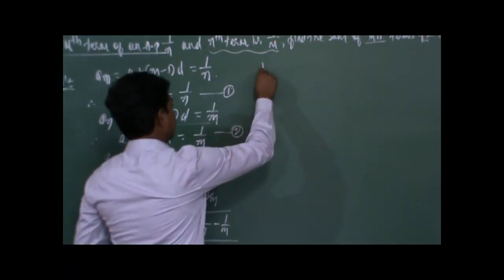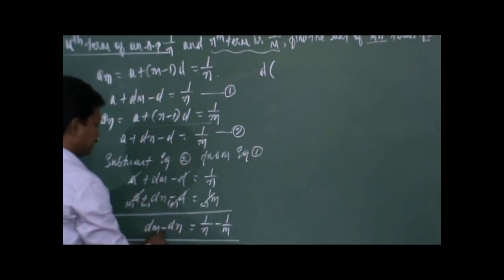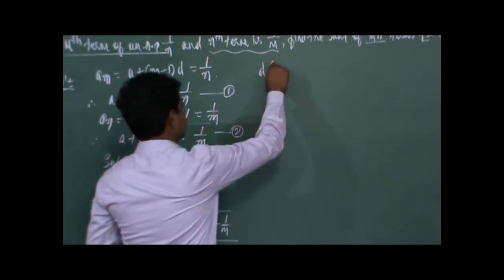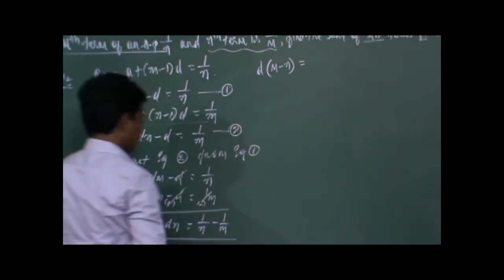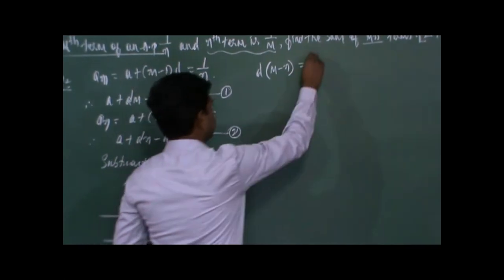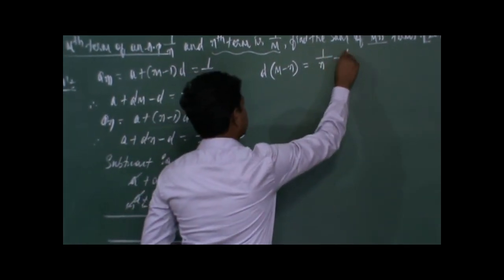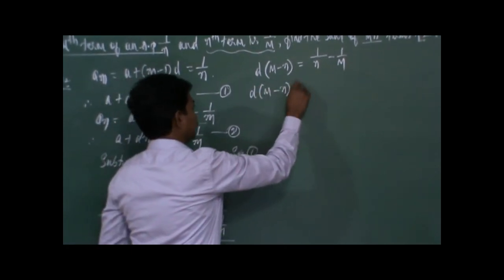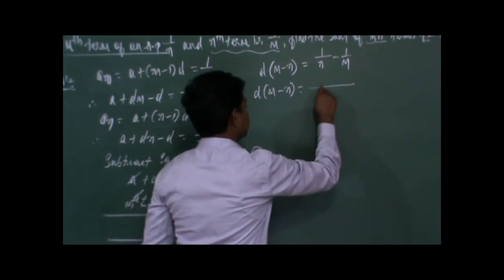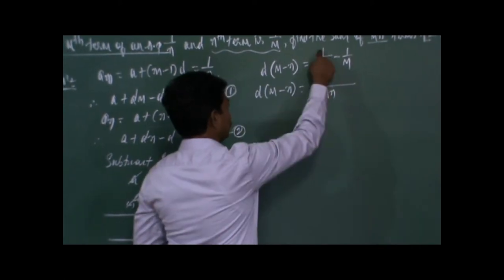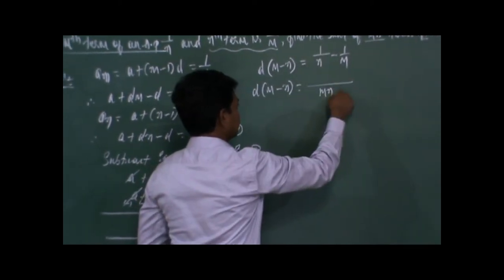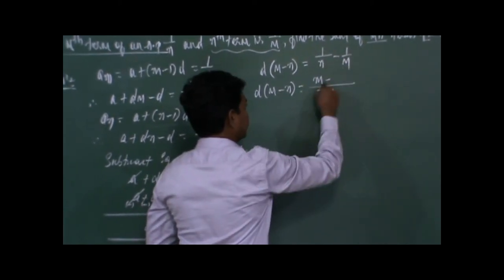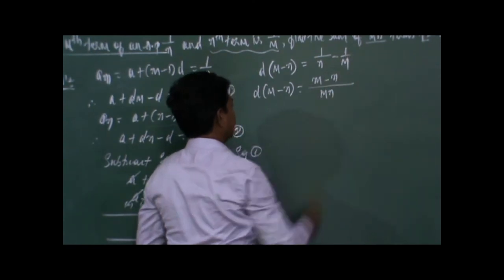So let us take d as common here, because dm minus dn, both the terms have d. So that becomes d into m minus n is equal to 1 by n minus 1 by m. Let us take the LCM for n and m. So it is mn is the LCM. 1 by n into mn is, n and n cancel, m into 1 is m, minus 1 by m into mn, m and m cancel, m into 1 is n.